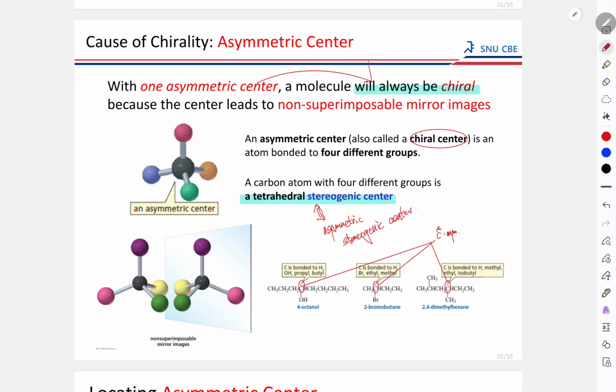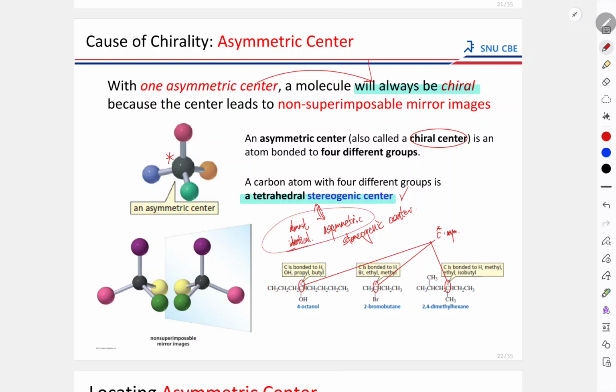The carbon atom with 4 different groups is also called a tetrahedral stereogenic center. We'll define the stereogenic center, which is not necessarily identical to the asymmetric center. We'll distinguish these two in a subsequent slide. But for now, you can think of them as almost identical, right? So you can identify this carbon and this carbon. They do have 4 different substituents. That's why they have a star on them, right? And because this molecule has one single chiral center, asymmetric center, this molecule is chiral.